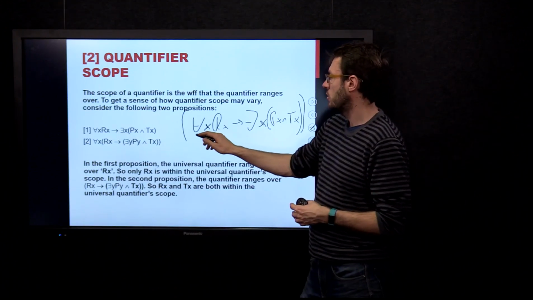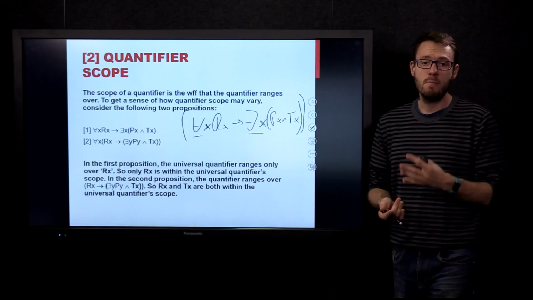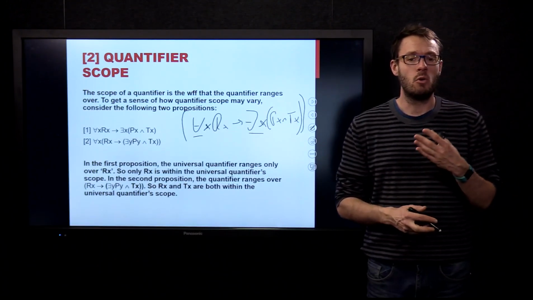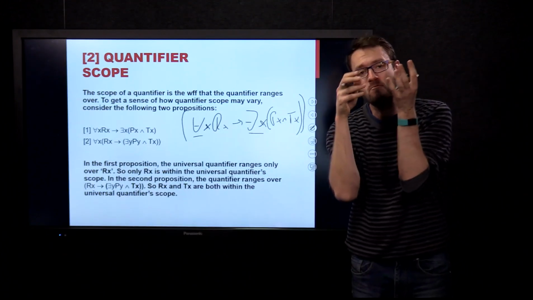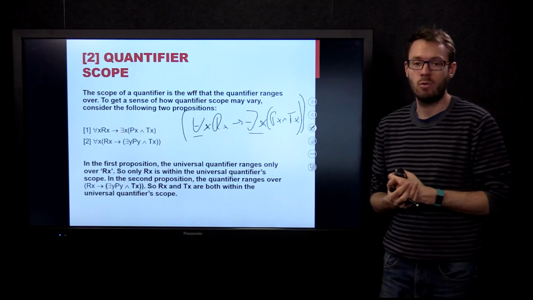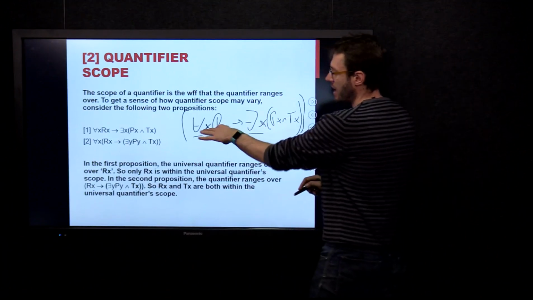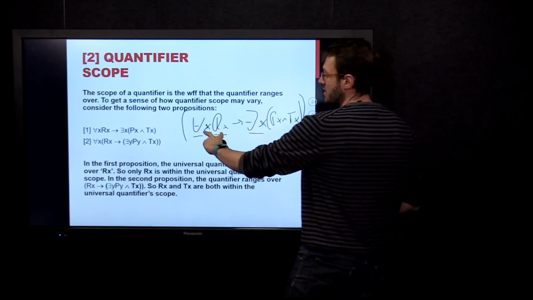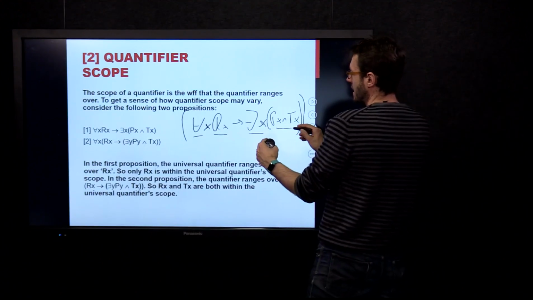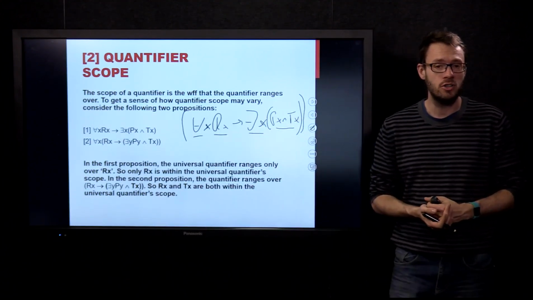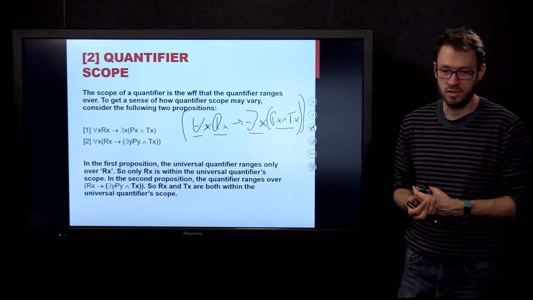So if we look here, we've got two quantifiers: this universal quantifier and this existential quantifier. The scope of the quantifier is the well-formed formula that the quantifier ranges over, and it's typically the formula that immediately follows to the right of that quantifier. Here we've got Rx immediately following the universal quantifier, so that Rx is in the scope of the universal quantifier. Over here we've got Px and Tx immediately following the existential quantifier, and so Px and Tx are in the scope of the existential quantifier.